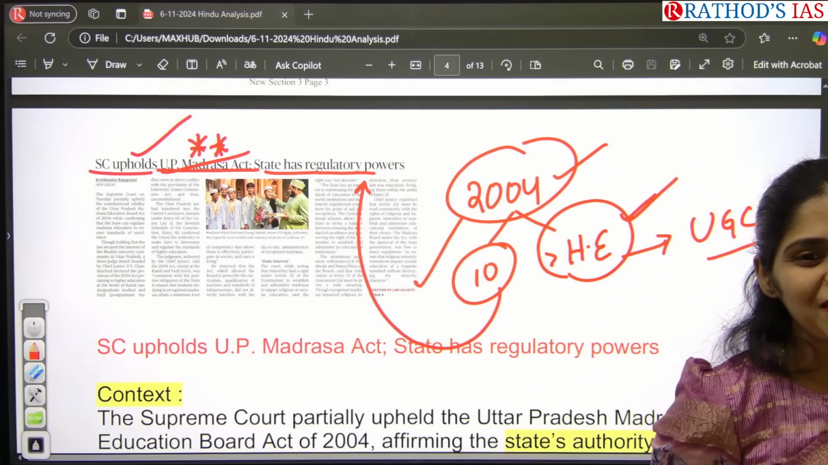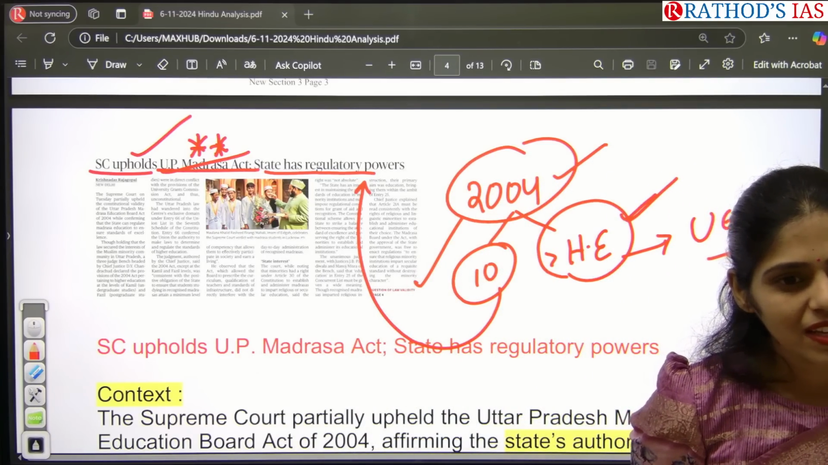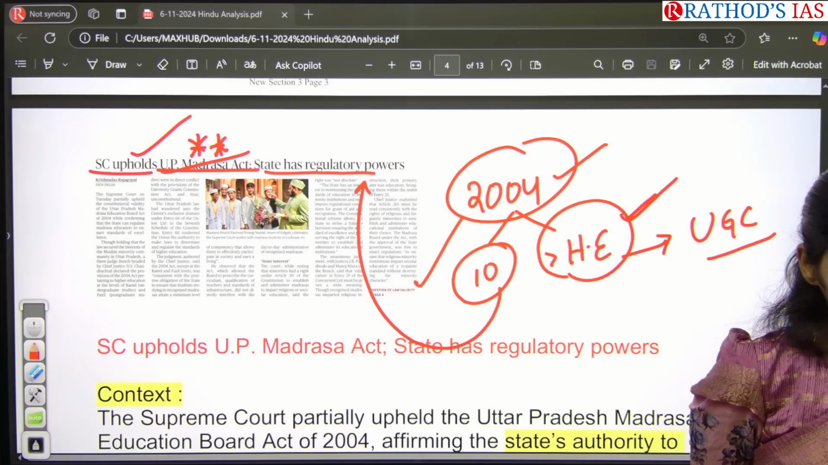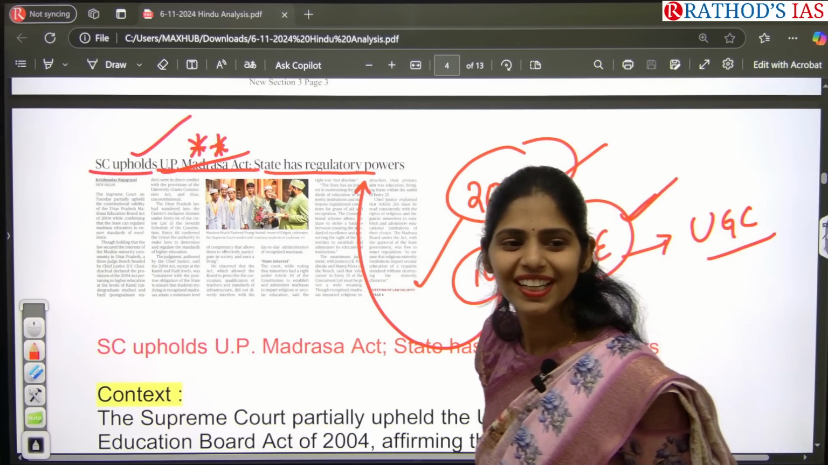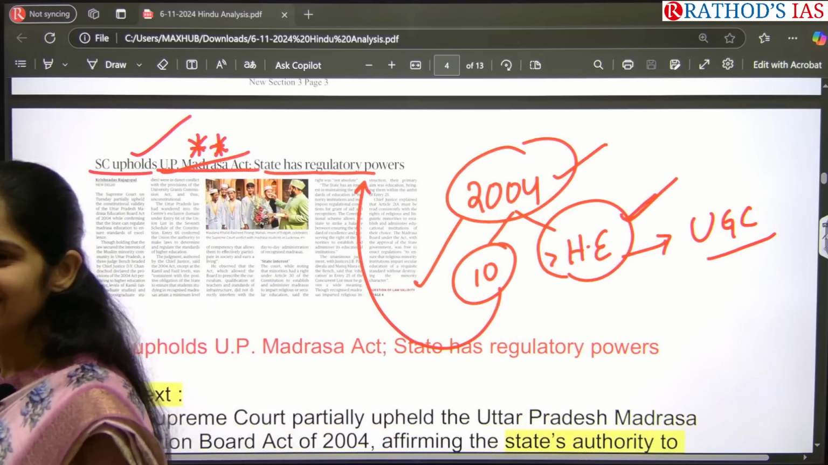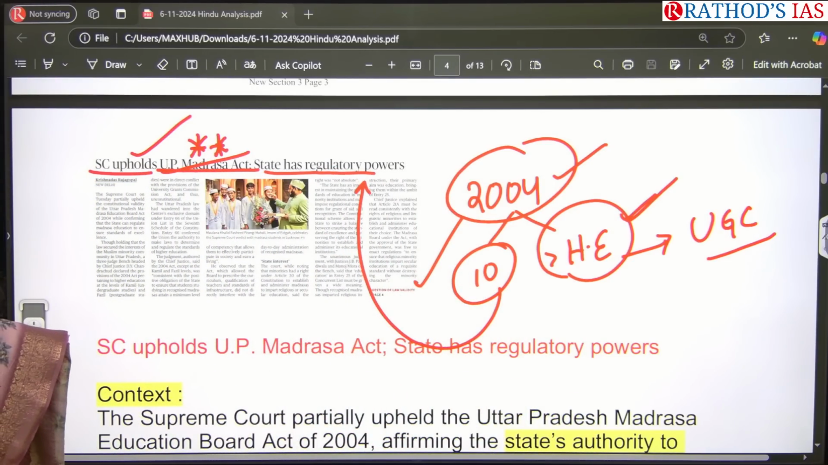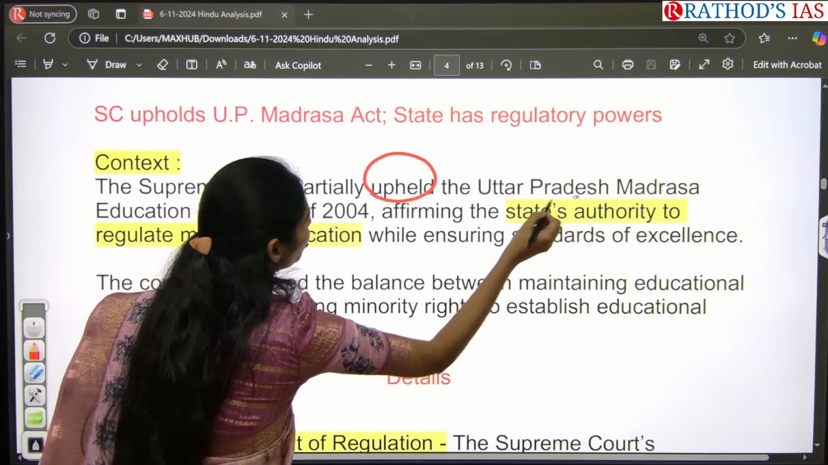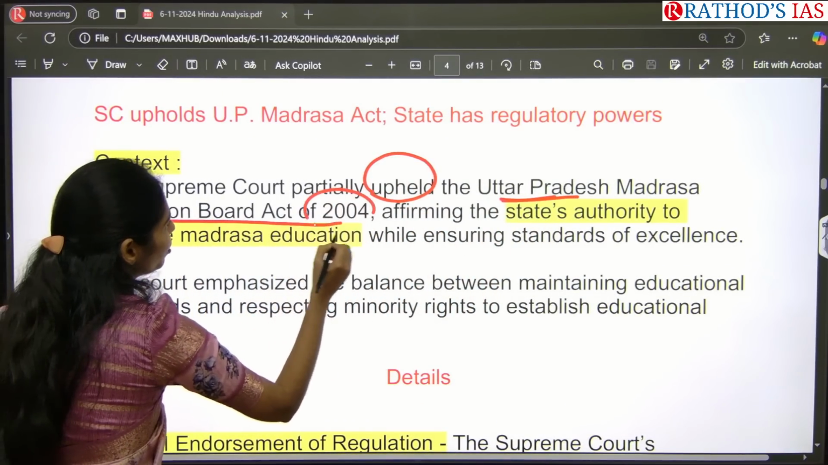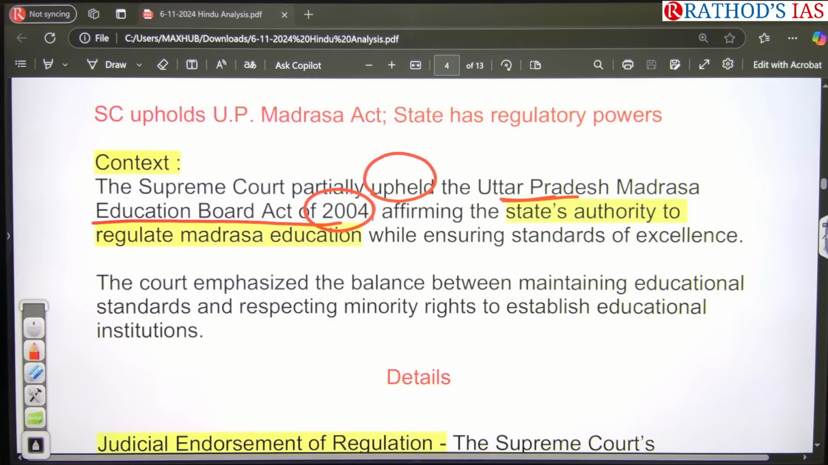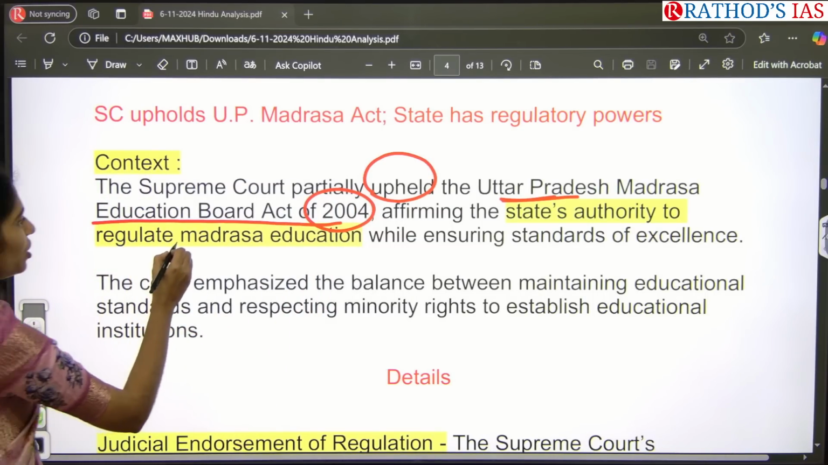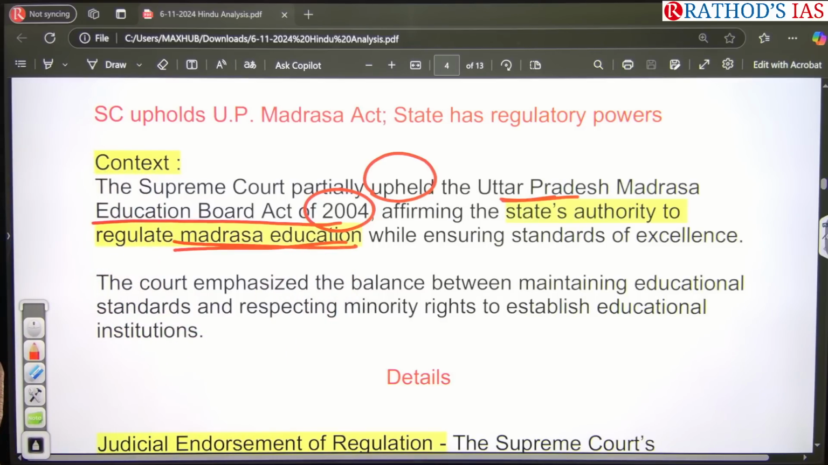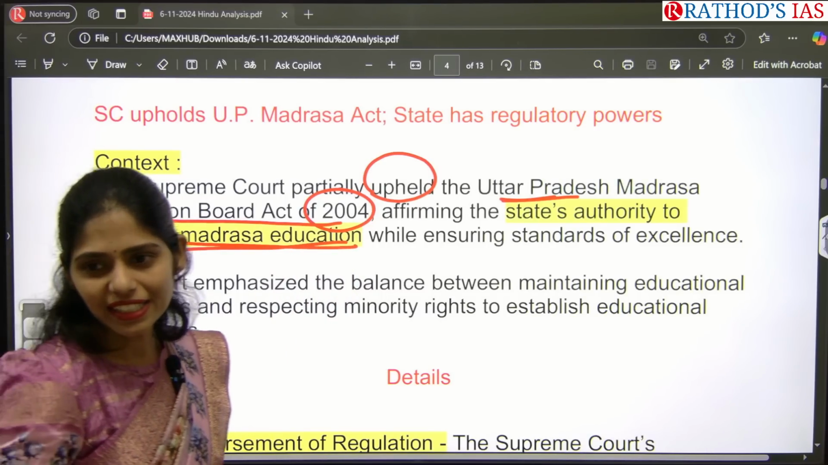Which are the articles that talk about the right to religious freedom, guys? Article 20? Yesterday only. Come on. Very good memory. Right to religious freedom: 25, 26, 27, 28. Okay, so this article is saying that the Supreme Court partially upheld the UP Madrasa Education Board Act of 2004, and the Supreme Court said that it is the responsibility of the state government to regulate education in these minority institutions because we have to maintain the standards of excellence.